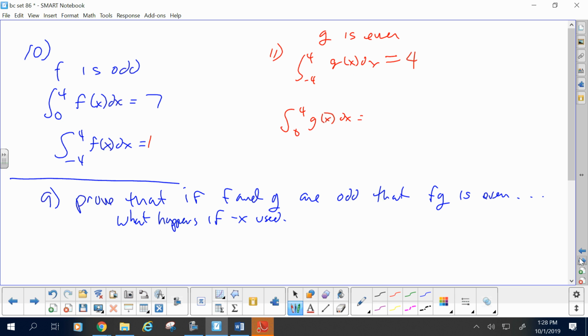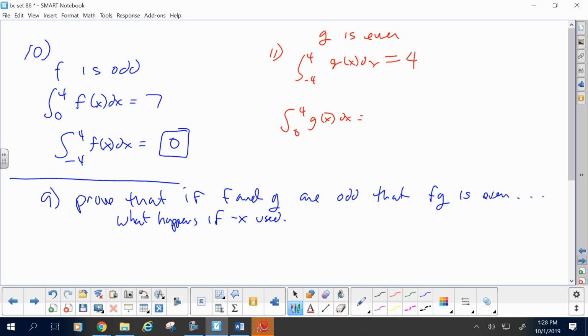So, if you would, go to box 10. You don't have to write the problem, but what's given in the book is that f is a function that is odd, that the integral from 0 to 4 is 7. What is the integral from negative 4 to 4? It is 0, because it's odd. There's symmetry, and it's 0.